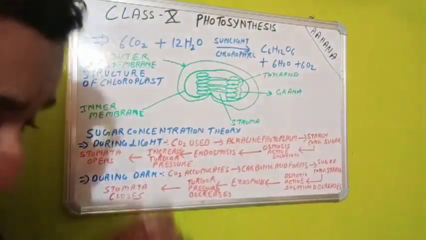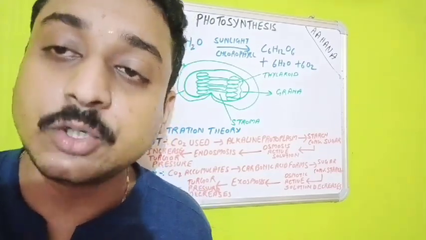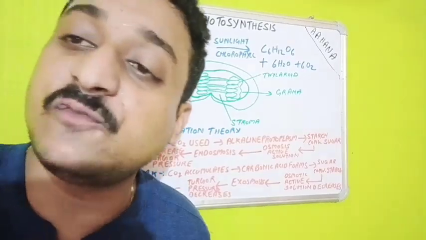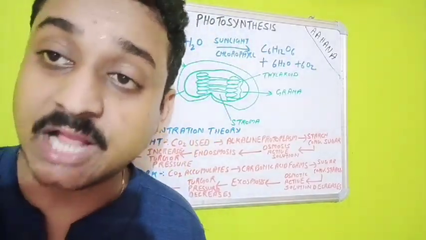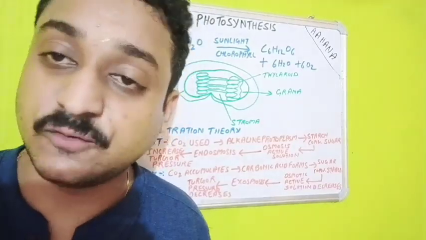Now, whenever we are talking about photosynthesis, the first thing which comes to our mind is what actually happens that allows the process of photosynthesis to happen. What actually happens, or what is the procedure of the process of photosynthesis.